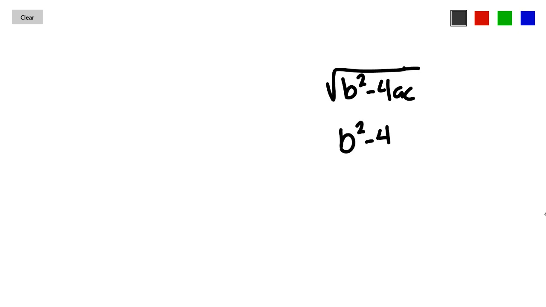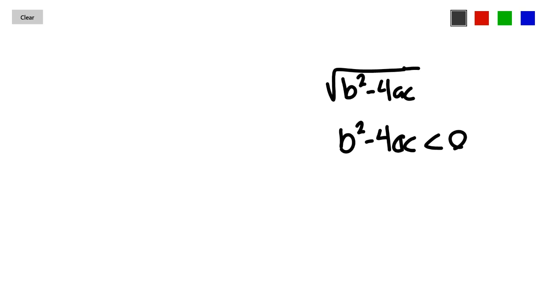What's going on, everybody? In this video I want to talk about a part of the quadratic formula that we call the discriminant. The discriminant is the root part, so it's the square root of b squared minus 4ac. Sometimes the inside of this root is going to be negative, so b squared minus 4ac is less than 0.